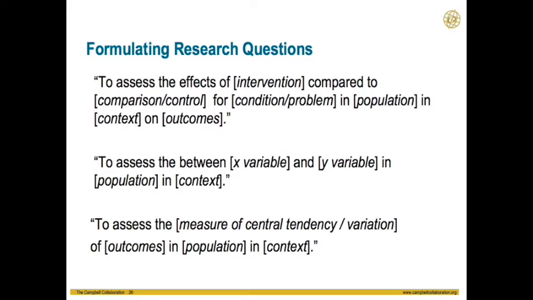If you're interested in the effect of an intervention, a good template is to assess the effects of the intervention compared to some counterfactual for some condition in a certain participant population, maybe in a certain context, on a certain outcome. Now, you don't necessarily need all of these. Sometimes you might omit condition or problem, or you might omit context. But really, and we'll use PICO quite a bit today, think about your population, that's your P, your intervention, which is your I, your comparison condition, which is your C, and your outcome, which is your O. That PICO acronym is a useful way to formulate a research question if you're interested in the effects of an intervention.